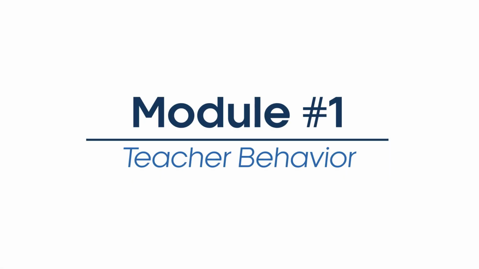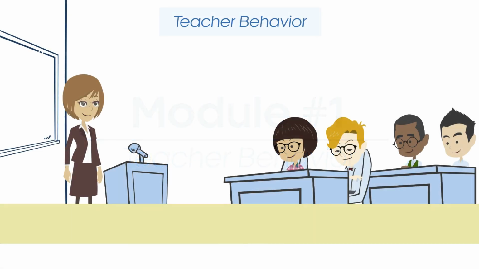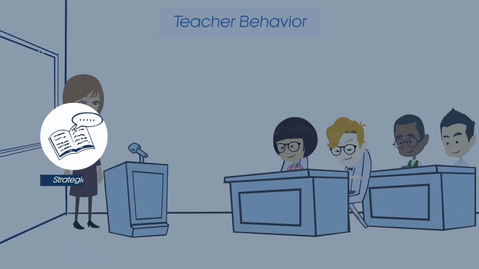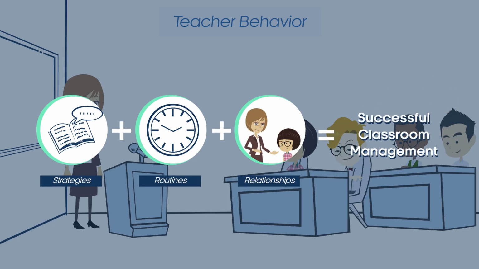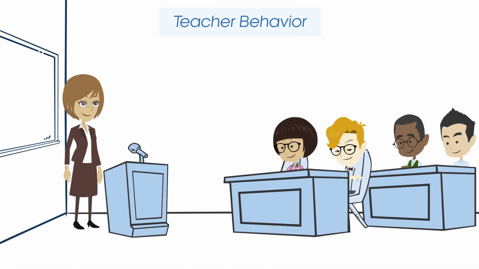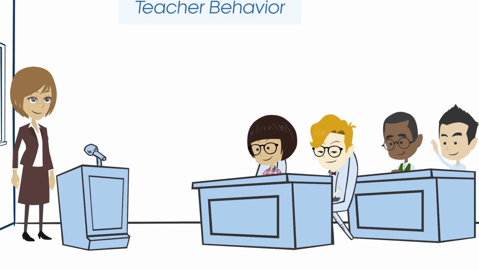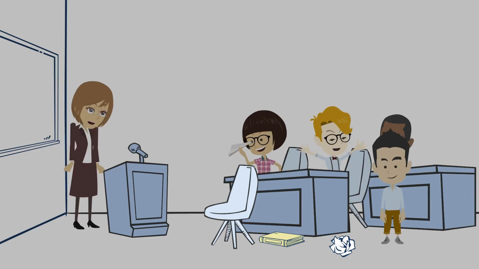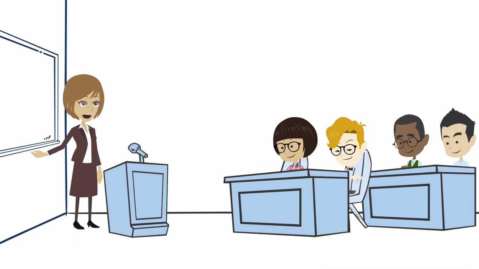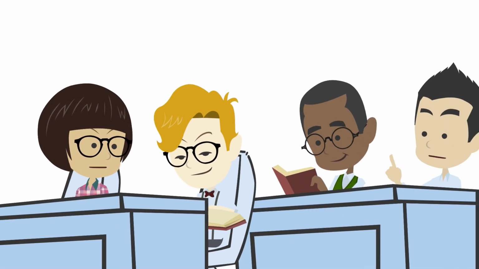Module 1. Teacher Behavior. Effective classroom management is foundational for a productive and conducive learning environment. It involves a blend of strategies, routines, and teacher-student relationships that foster discipline, respect, and engagement. Classroom management is not merely about controlling behavior, but creating a space where students feel safe, respected, and motivated to participate. A well-managed classroom minimizes distractions, allowing students to focus more on learning and collaboration.